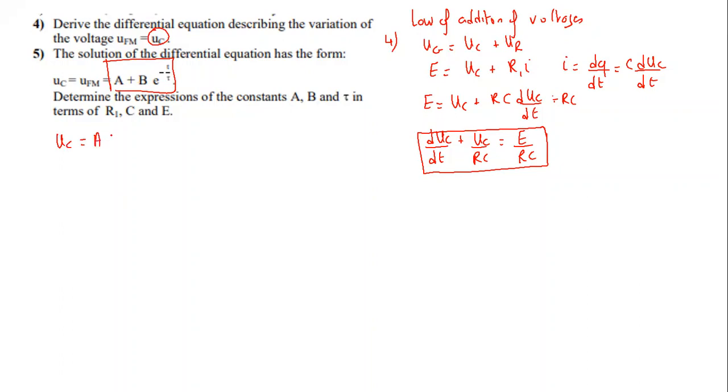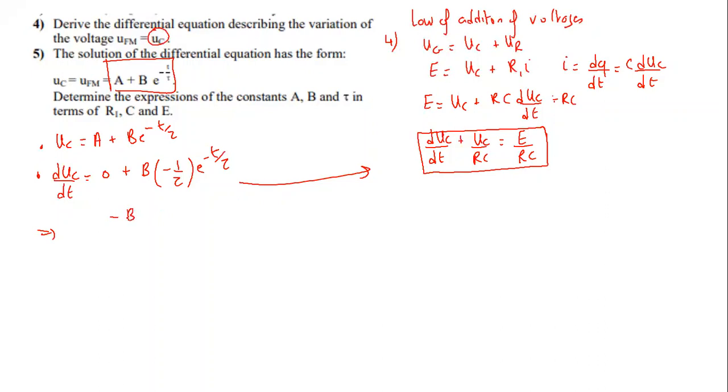So UC equals A plus B e to the minus t over tau. So we'll take the derivative first. A is a constant, so its derivative is 0, plus B times minus 1 over tau, e to the minus t over tau. Then we substitute in the differential equation, which means we get minus B over tau, e to the minus t over tau, plus UC, all divided by RC. So plus A over RC plus B e to the minus t over tau over RC. And then minus E over RC is equal to 0.